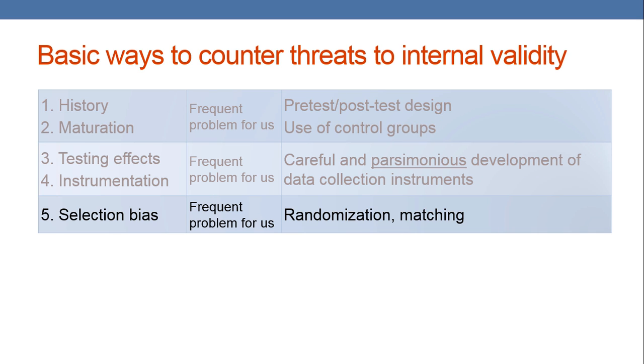Selection bias, like I said, is often not a huge problem for us, but it can be. And when it is, that's what the magic of randomization solves. Not all the time, but it gets us there. And when we can't do randomization, we can use some pretty sophisticated matching formulas.